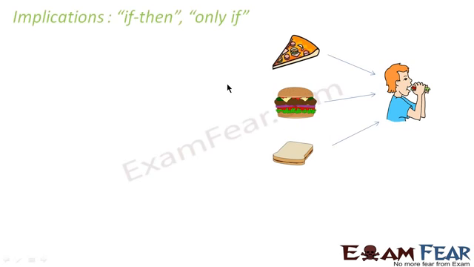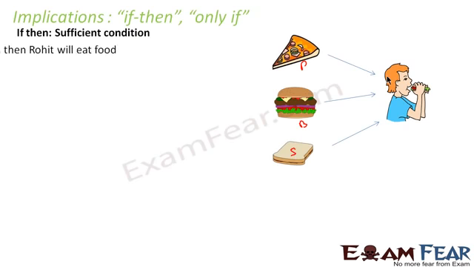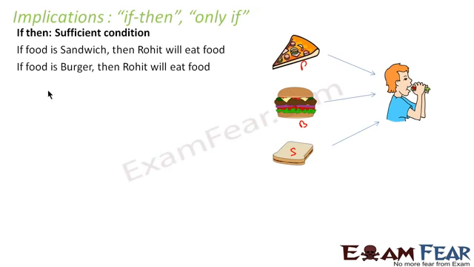Now understand if, then and only if. If, then is a sufficient condition. For example, this guy, Rohit, eats food if the food is pizza, burger or sandwich. So if I say if food is pizza, this guy will eat. If I say if food is sandwich, Rohit will eat. Similarly, if I say food is burger, Rohit will eat. If I say food is pizza or sandwich, Rohit will eat.